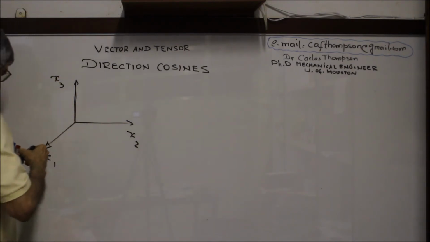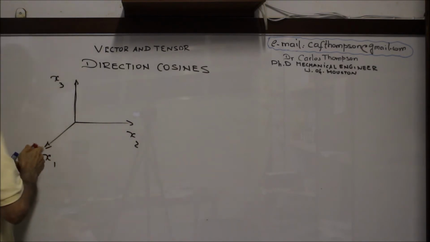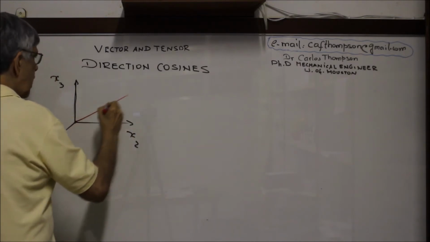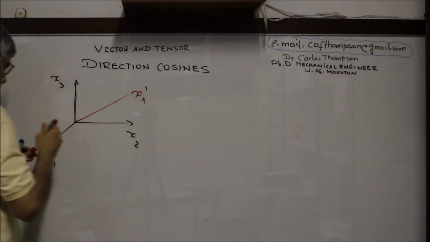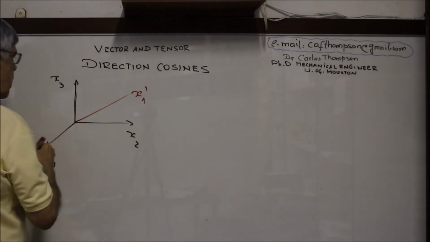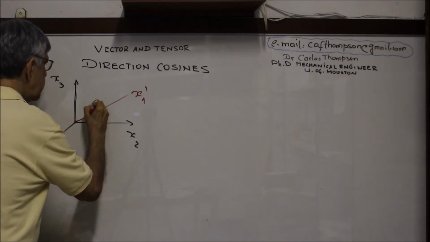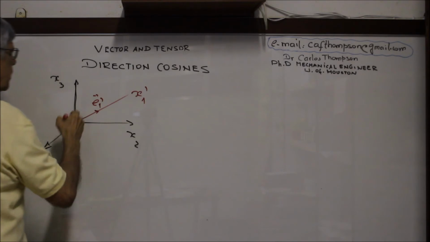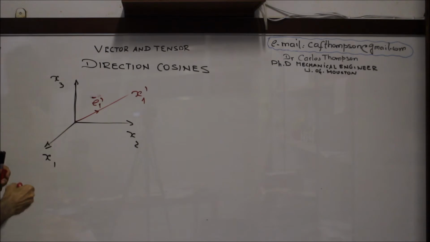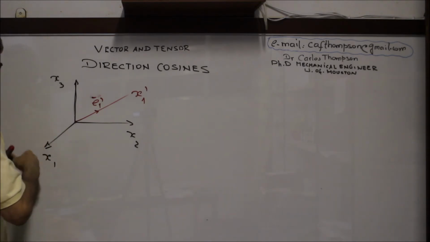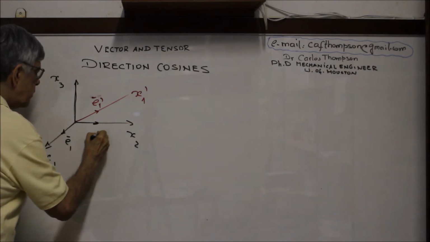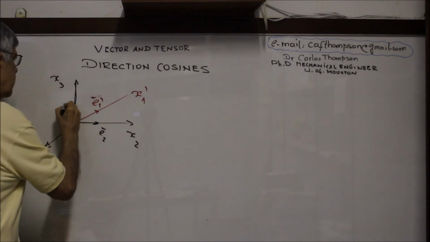Now consider a vector, a direction I will call x1 prime, and the unit vector of x1 prime, let's call e1 prime. Let's put just, not arrow, just put like this. There's a vector. This is e1, e2, and e3.